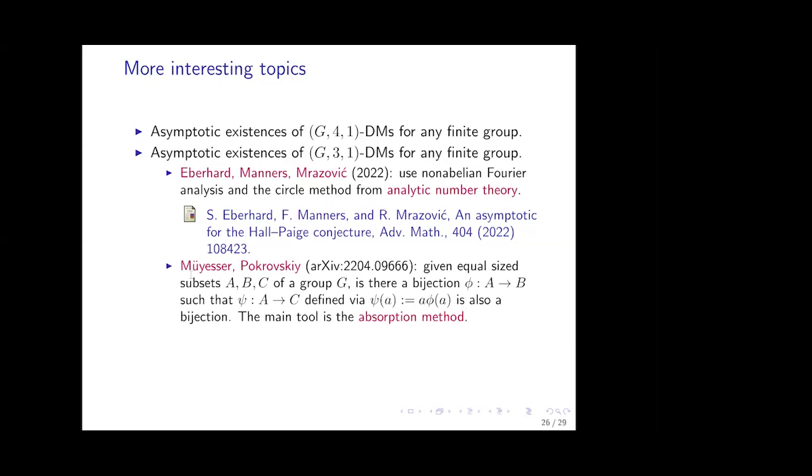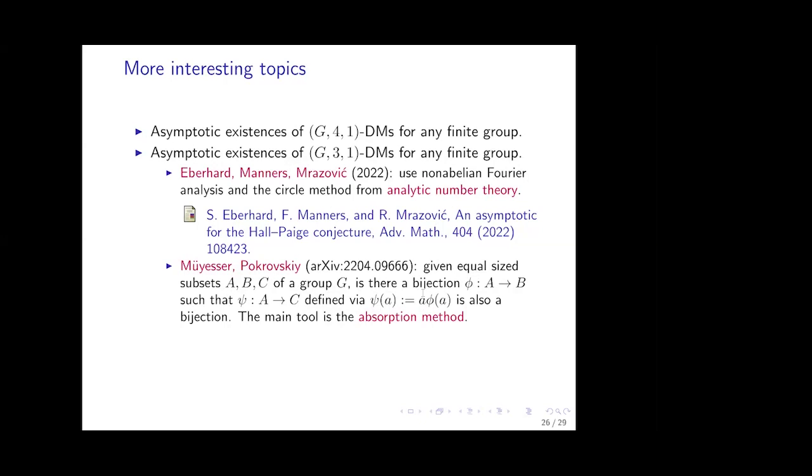Müyesser and Pokrovskiy established another, stronger result in 2020. It seems that this paper is still on arXiv, not published in a journal. They consider this problem: given equal size subsets A, B, C of a group G, is there a bijection phi from A to B such that psi from A to C, defined by psi(a) equal to a times phi(a), is also a bijection?